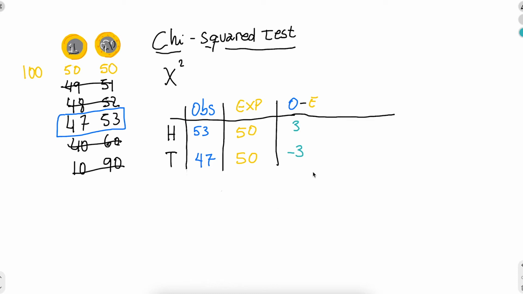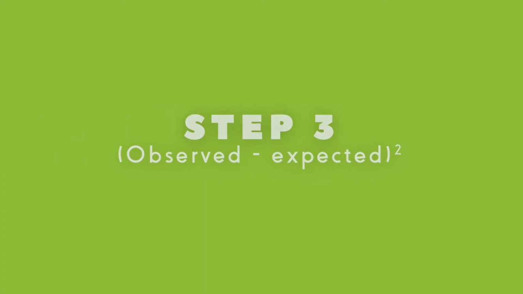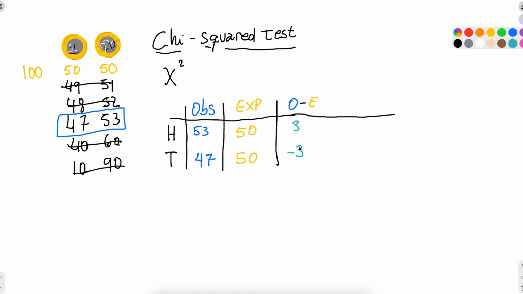Now, what you want to do is add all the differences together. Now, the problem is if you add 3 and negative 3, they're going to cancel each other out and you end up with 0. So, we are going to square the difference so this negative turns into a positive and we can add everything. This is where the name chi-squared comes from, because you're going to square the difference.